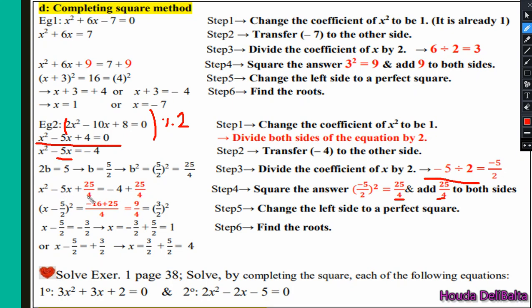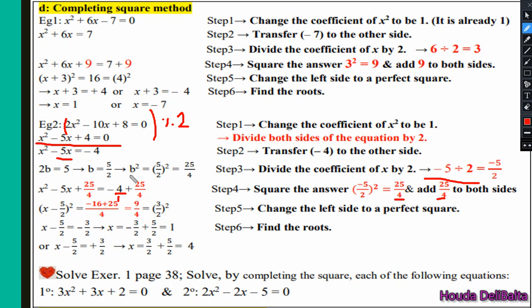Then x squared minus 5x plus 25 over 4, and the other side has minus 4, and we add 25 over 4. Surely we are going to make the same denominator to calculate the answer on the right side, but on the left, I definitely have an identity: x, minus in the middle, and 25 over 4 comes from 5 over 2. So I'm going to have the perfect square x minus 5 over 2 squared. On the other side, putting minus 4 over 1 and making the same denominator, you will get minus 16 plus 25 over 4, which is 9 over 4, which is 3 over 2 squared.